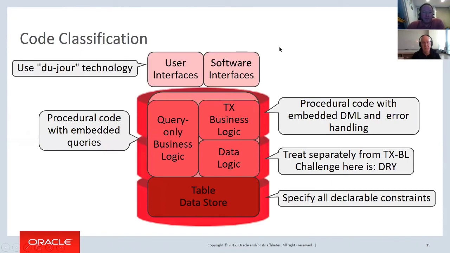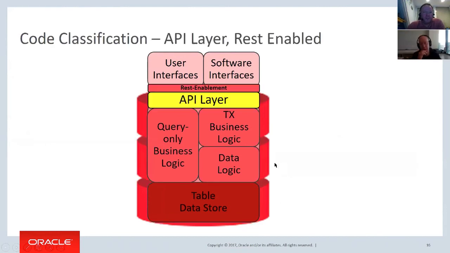And then at the top, we have our du jour technology: Oracle JET, APEX, those kinds of things. And in the middle, we have the REST enablement of the API layer. And the API layer is just disclosing the modules in the database that are actually the top-level modules to be called from the outside world.